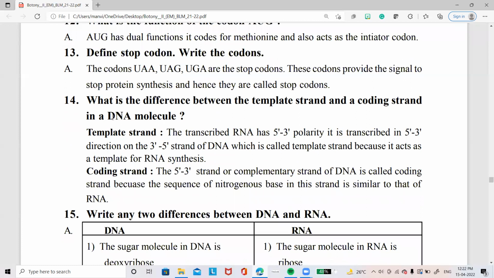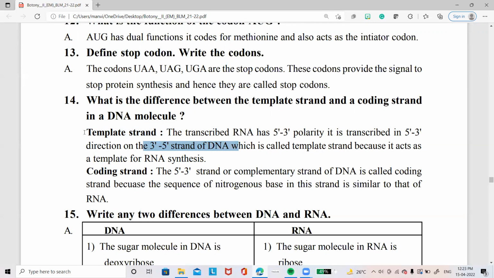Question number 14. What is the difference between the template strand and a coding strand in a DNA molecule? The transcribed RNA has 5' to 3' polarity. It is transcribed in the 5' to 3' direction on the 3' strand of DNA, which is called the template strand because it acts as a template for RNA synthesis. The strand over which mRNA is going to be synthesized, we call the template strand.